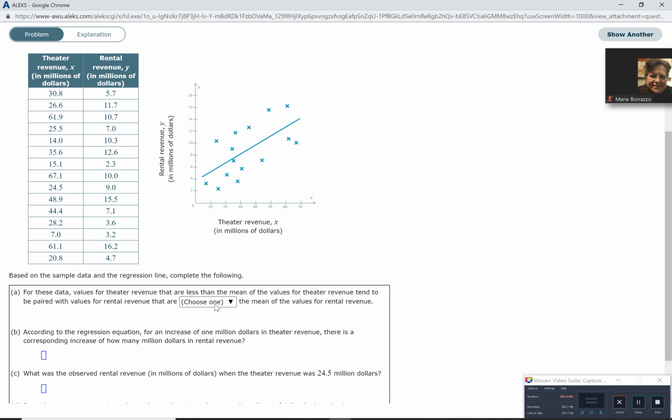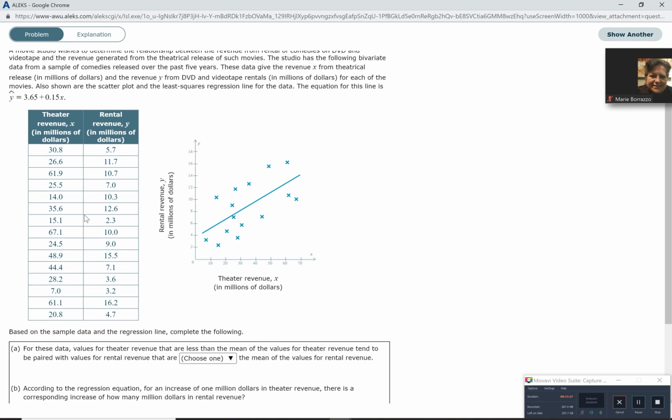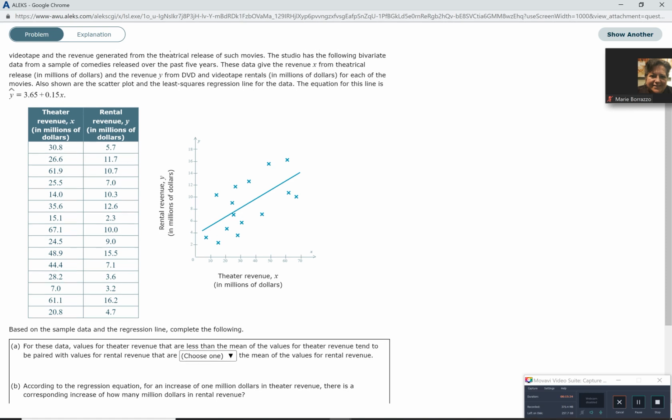In this case, it would be less than, which you can see if you just take a look at the actual x-axis and y-axis relationship between these two. According to the regression equation, for an increase of $1 million in theater revenue, there's a corresponding increase of how many millions of dollars? Well, that's where we look here. We see where the x is sitting, in this case an increase of 0.15.